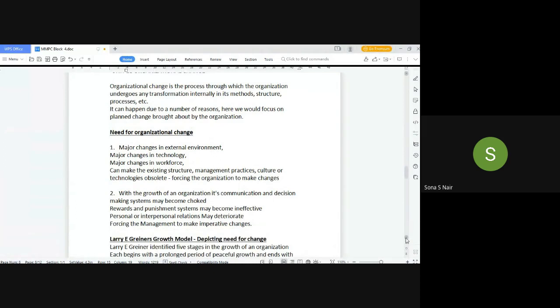When there are major changes in the external environment, when there are major changes in the technology... what happened? Do you have any observation? What exactly? Is there a query?